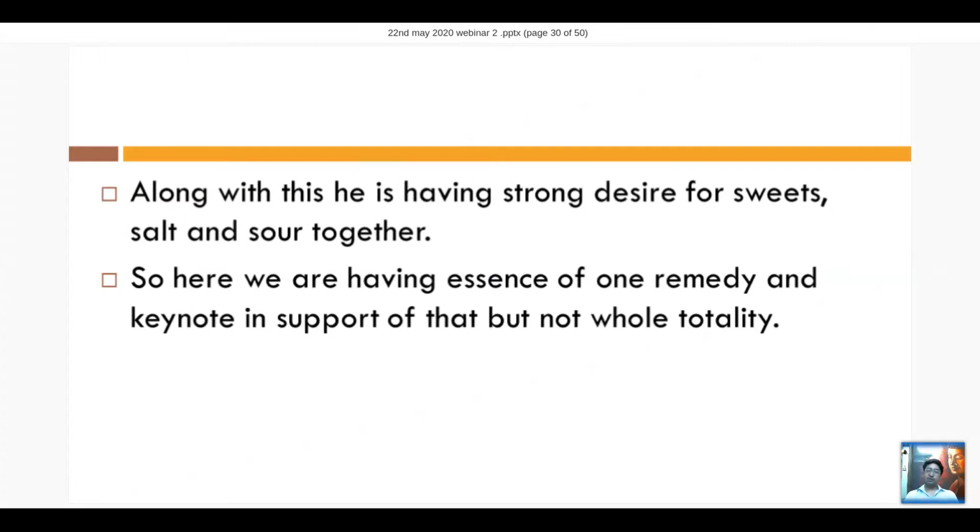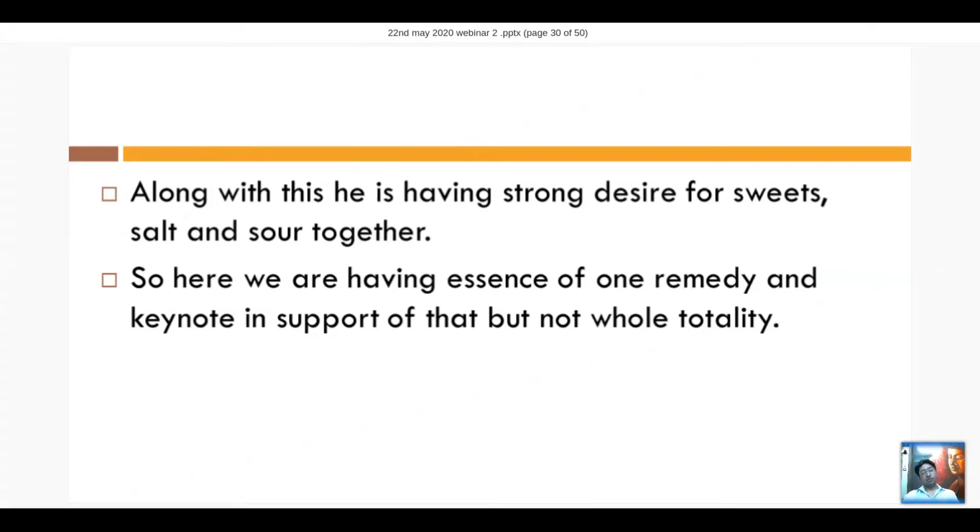Now, in this case, we know there is a remedy which has this hiding criterion at its center, and is a very good remedy for anticipatory anxiety. Now, we have the essence of a remedy, and we do not have a totality, but one keynote for that remedy, that is desire for sweet, salty, and sour together. And we know the remedy, that is Medorrhinum.